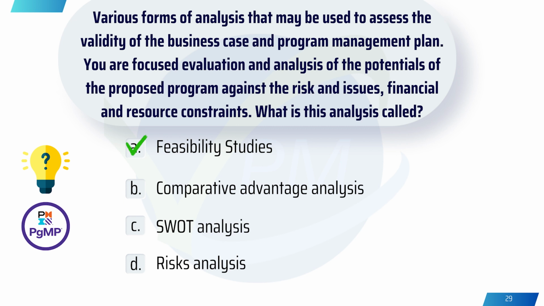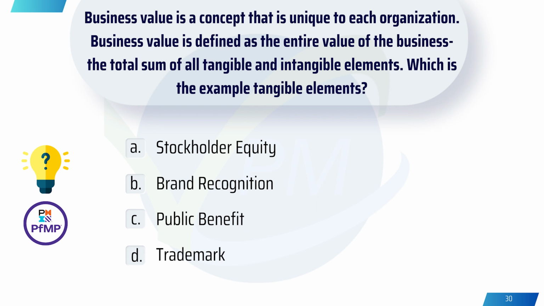Right. Next question. Business value is a concept that is unique to each organization. Business value is defined as the entire value of the organization, the total sum of tangible and intangible elements. Which is an example of a tangible element? Is it stakeholder equity, brand recognition, public benefit, or trademark? All right, your time starts now.